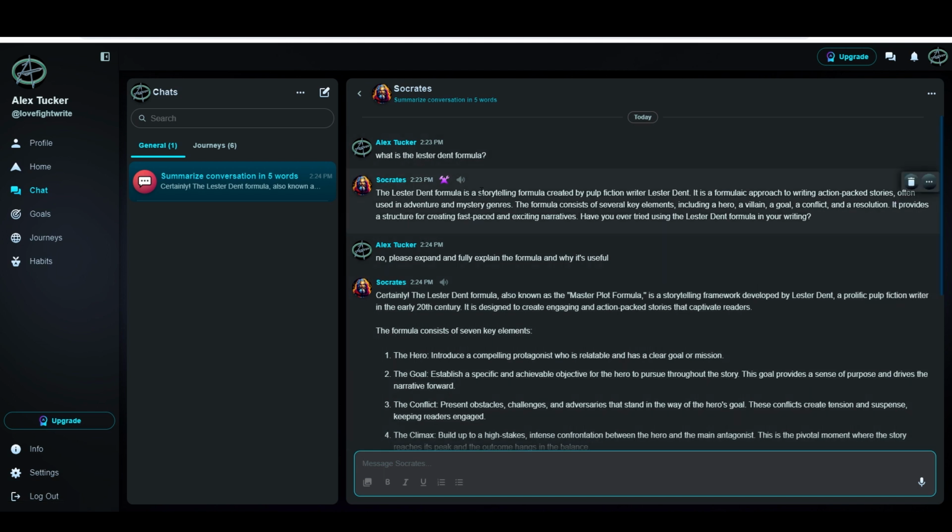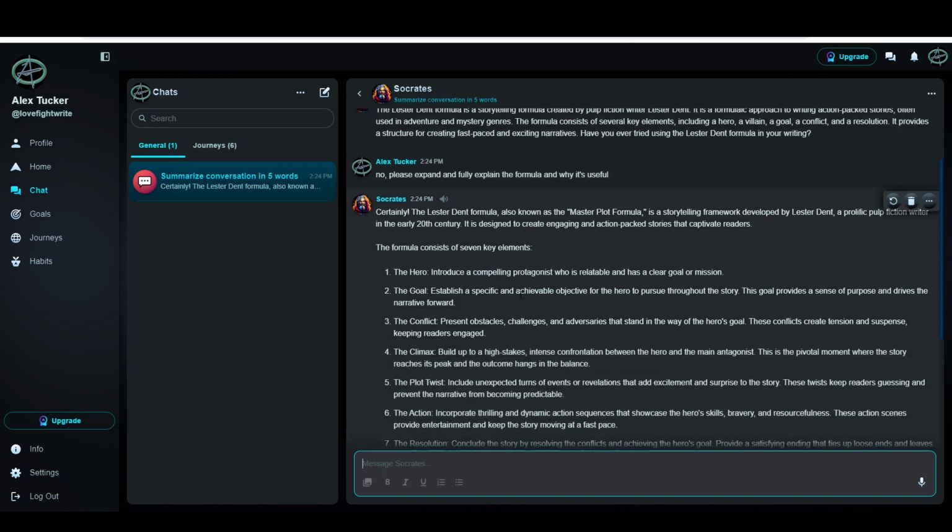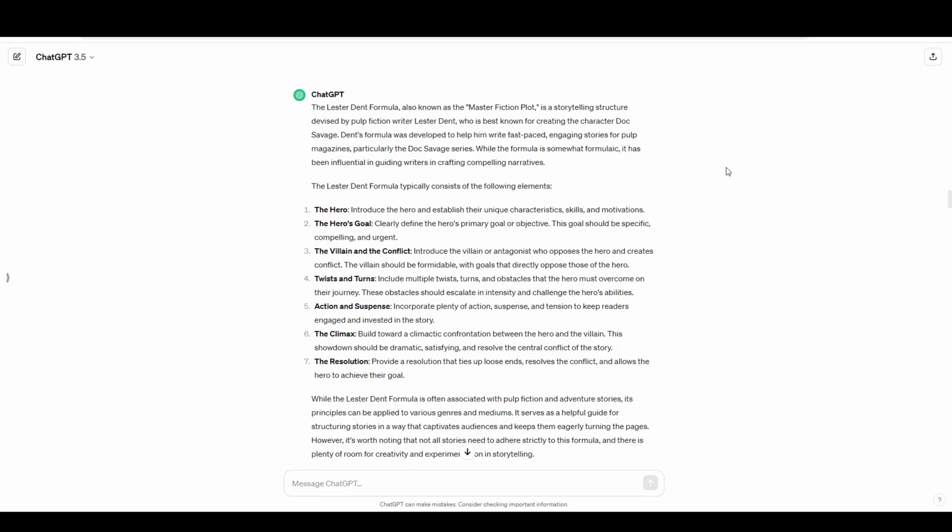And I actually had to ask it multiple questions because when I asked it what the Lester Dent formula was, it gave me a very succinct answer. And because it's much more conversational and it's like a coach, it finished its answer by asking me if I've ever used the formula. So I said, no, please expand and fully explain the formula and why it's useful. And then it did a really good job of that. And so those are the three best alternative AI writing tools to ChatGPT.